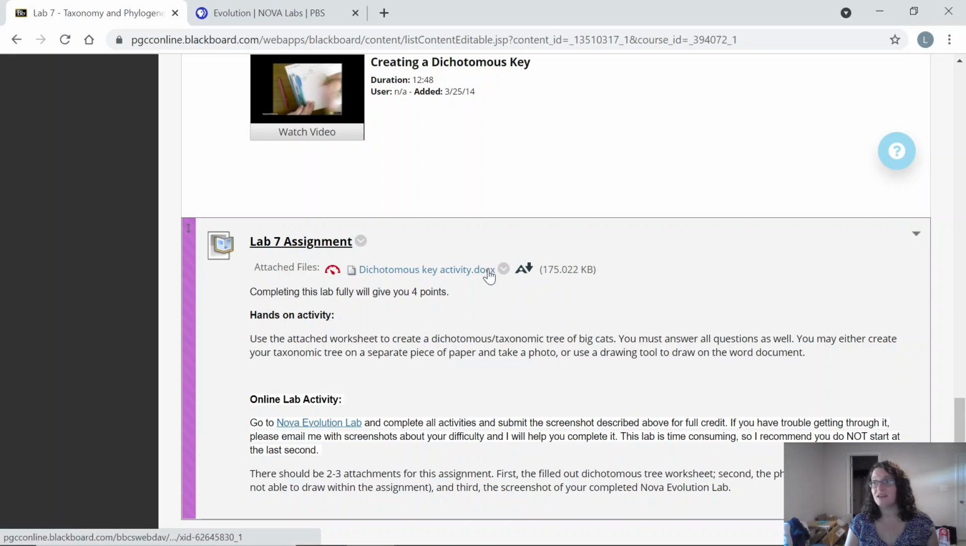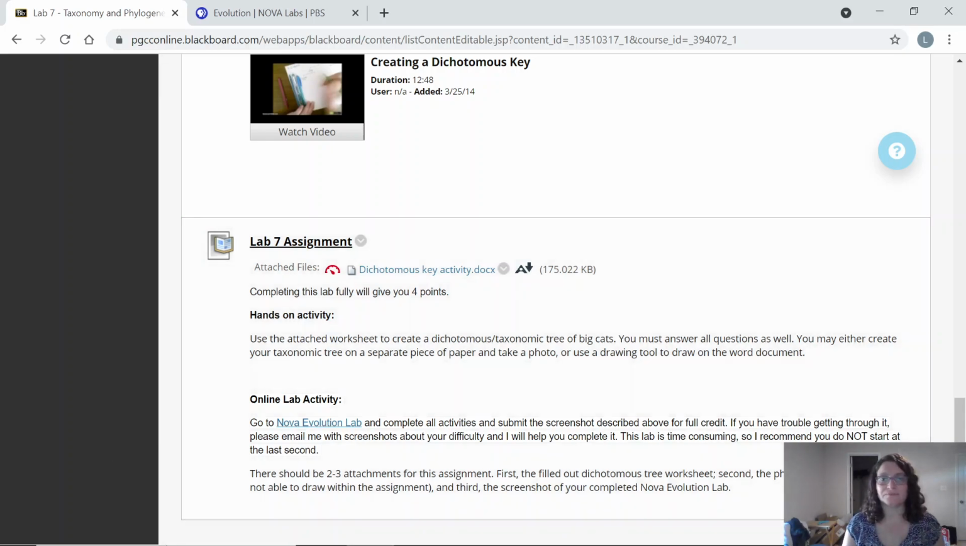Dichotomous key activity. That's the attachment here. You're creating a dichotomous, also known as a taxonomic tree of big cats, and the online lab activity. You have to turn in at least 2, possibly 3 documents. Number 1, the worksheet with the answered questions. Number 2, a picture of your dichotomous key if you draw it on a piece of paper that's not on there, or just attach the Word document if you are able to get it in there, or get the picture that you take in there. Second, there is a screenshot you must take of the Nova Evolution Lab. All right, let's go through it.